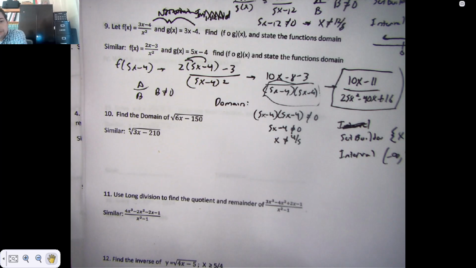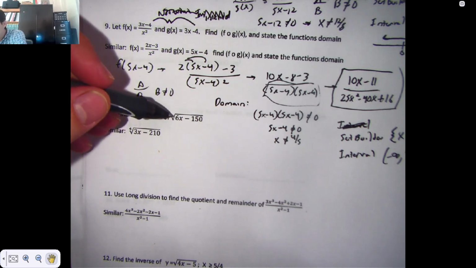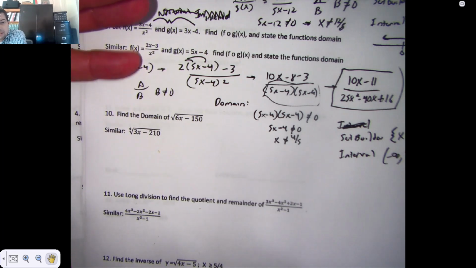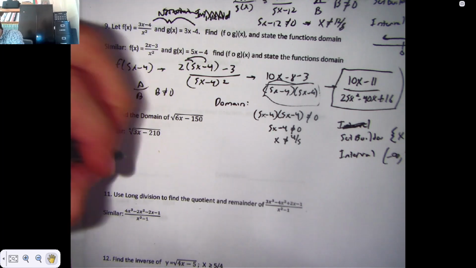Find the domain of the root. Here's the original question. Find the domain of the root of 6x minus 150. And here's a similar question. Find the domain of the fourth root of 3x minus 10.